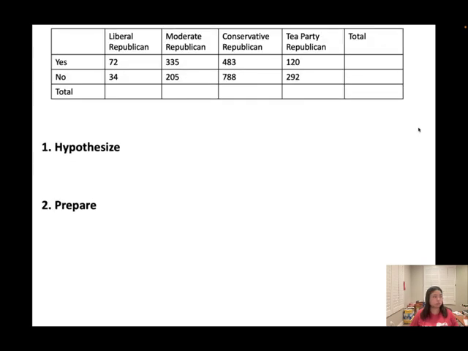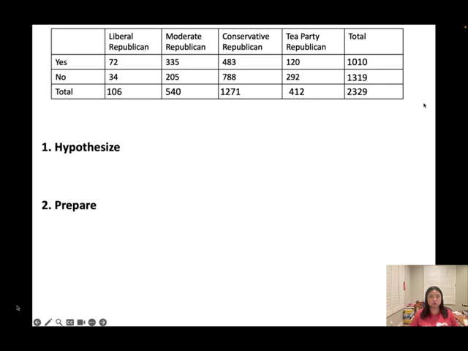Now we're going to find the subtotals. I want you guys to try to find the subtotals and the grand total. Okay, first one, the Liberal Republican is going to be 106. Okay, check your work. So the grand total will be 2,329.